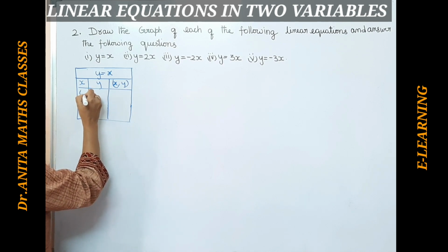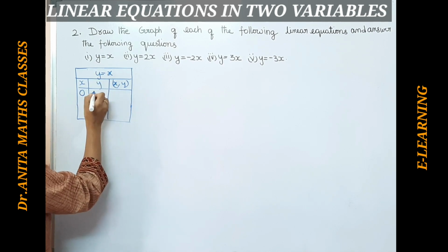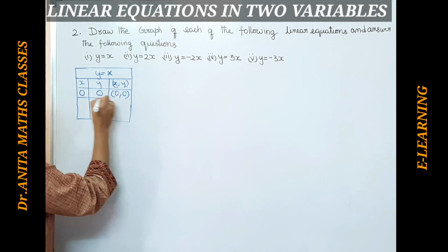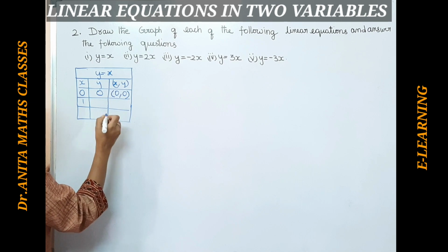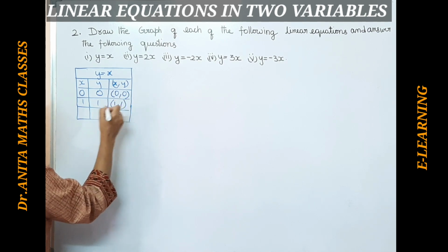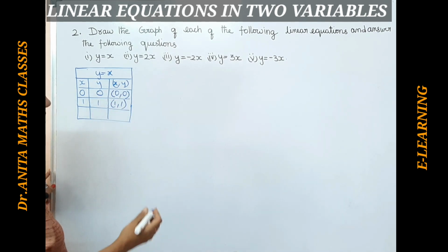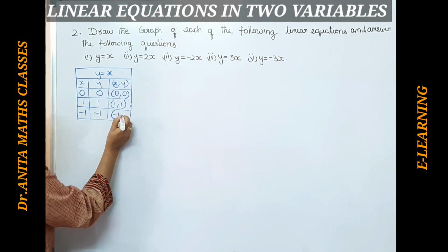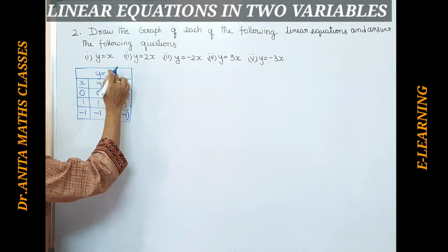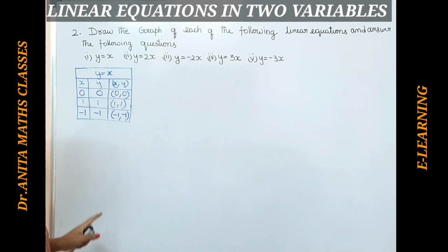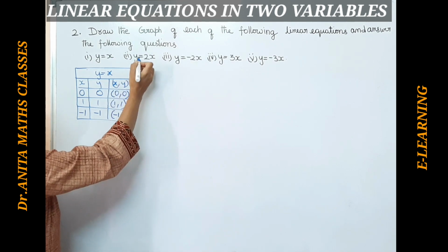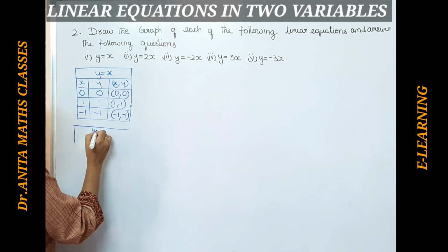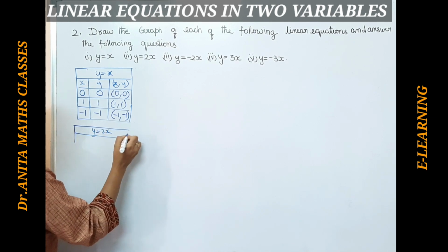If I take x value 0, since y is equal to x, y becomes 0. So, the point is 0, 0. If I take x value as 1, y is also 1, the point is 1, 1. Let us take a negative value. If I take minus 1, y is equal to minus 1, so minus 1, minus 1. Since y is equal to x, we get the same values. Now, let us write the tabular column for the second graph, without plotting yet.